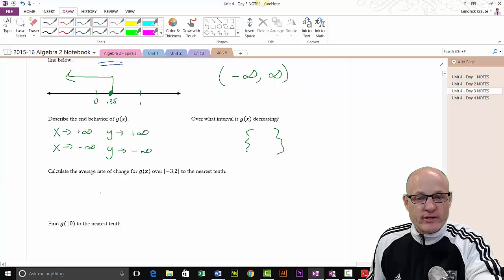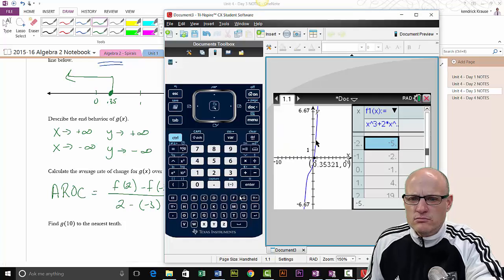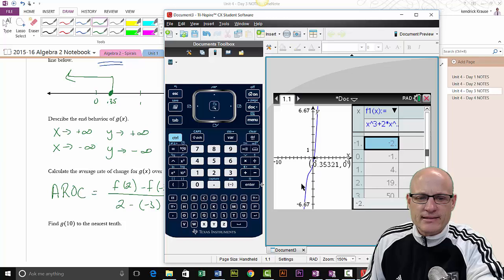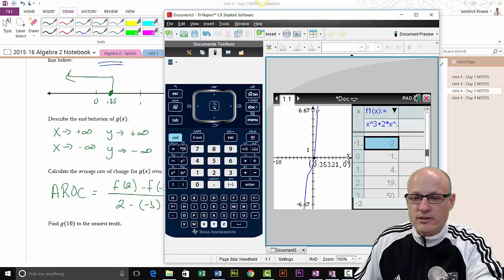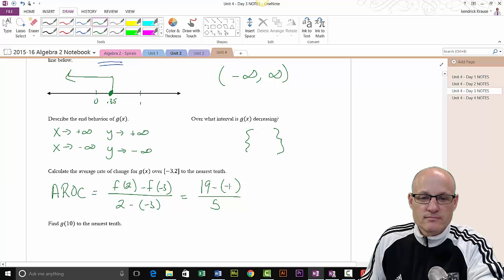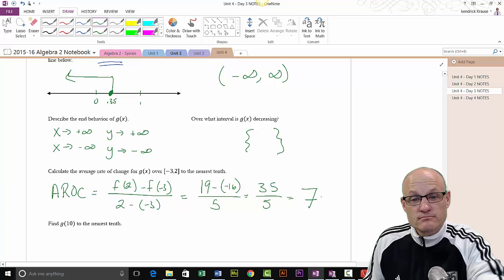I'm going to calculate the average rate of change. So we're going to do the AROC. Average rate of change is f of 2 minus f of -3 all over 2 minus -3. Well, the denominator is easy. It's just a 5. F of 2 was 19 minus f of -3, -16. Well, those added together give me 35 over 5. So my average rate of change is 7.